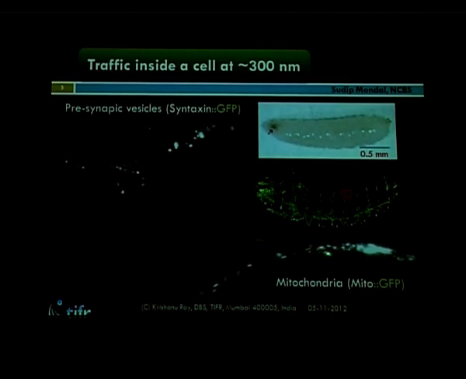This is mitochondria labeled, again, with a fluorescent protein. And again you can see that there are both stationary and mobile organelles in the axon. And this little twitch tells you that when we recorded, this animal was alive and intact and trying to wriggle out of the trap that we set.